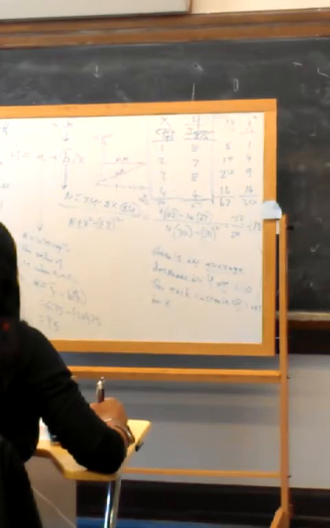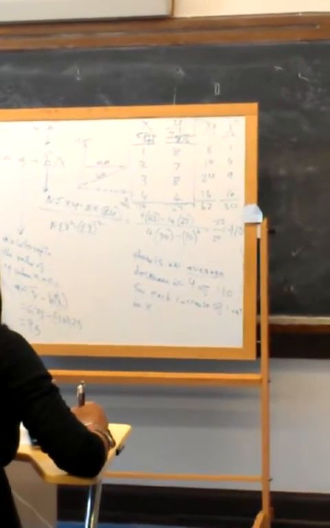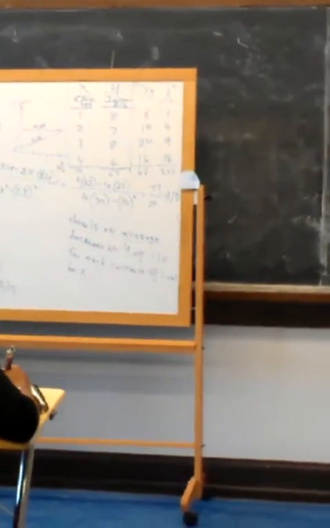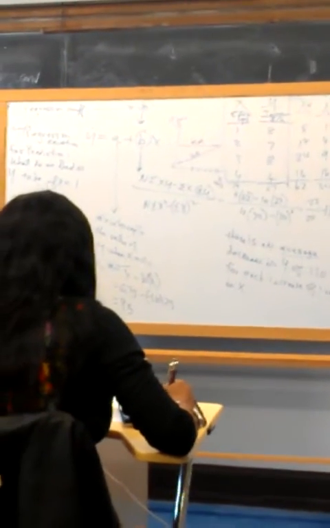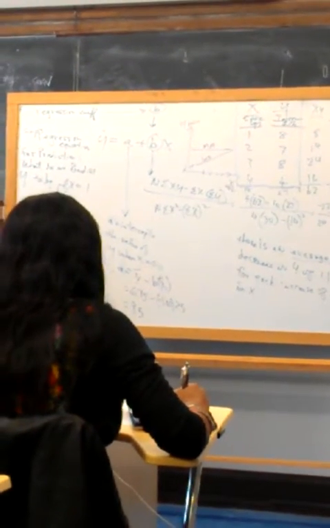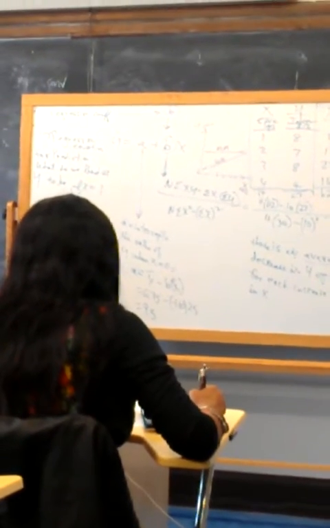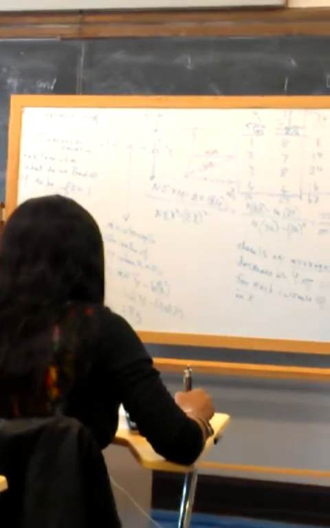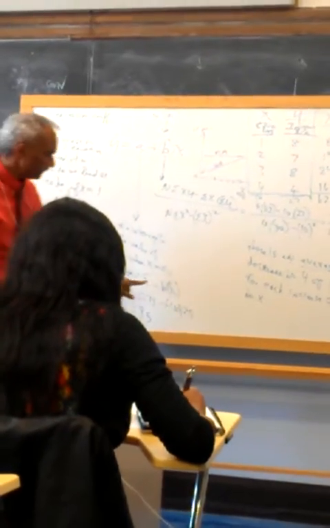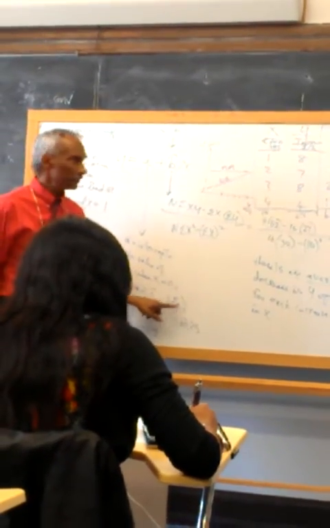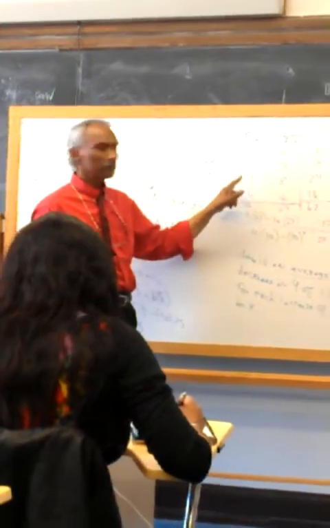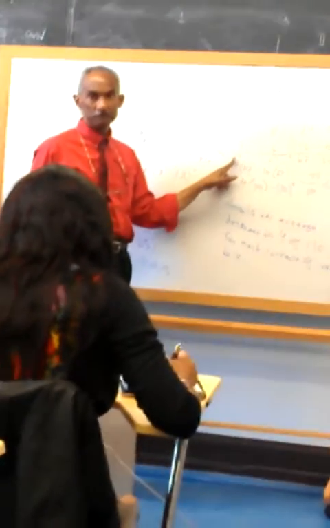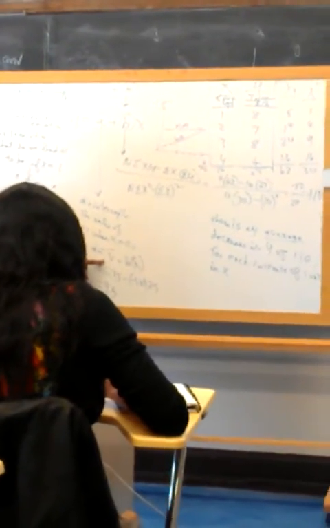Where did you get 2.5? The 2.5 is the mean of x. So 4 plus 10 divided by 4 is 2.5. And 6.75 is the mean of y.